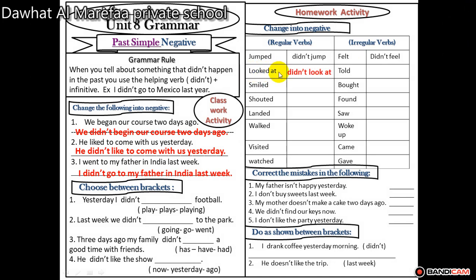Looked at, it will be didn't look at. Why didn't we put didn't and the verb? Yes, we will omit the ed and it will be look at. Told, this is a past tense for what? Very good. It will be didn't tell. So tell is the basic form of told.